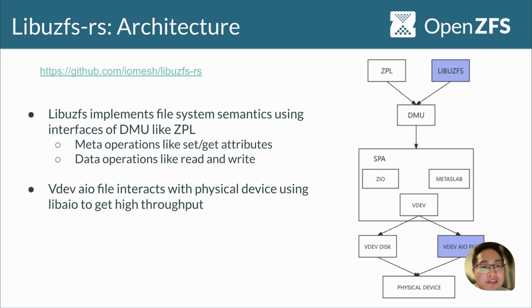This is the architecture of libuZFS. On the top, we implemented libuZFS, which works similarly to ZPL. libuZFS provides some basic file system semantics based on interfaces of DMU. On the bottom, we developed VDEV AIO to replace VDEV file. It uses libAIO to maximize disk throughput.